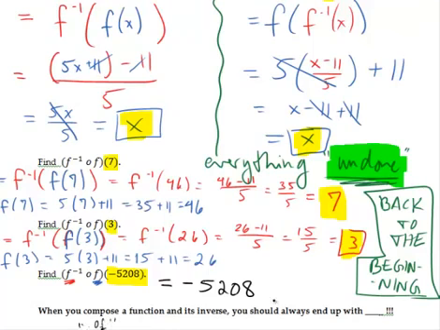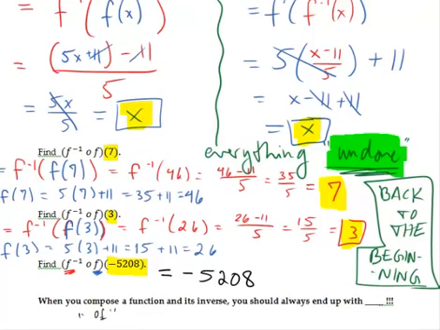So our big idea for today is that when you compose a function and its inverse, you should always end up with the original input. Always, always, always. So if you start with an x, you'll end up with an x. If you start with a 7, you'll end with a 7. The original input is what you will always get.